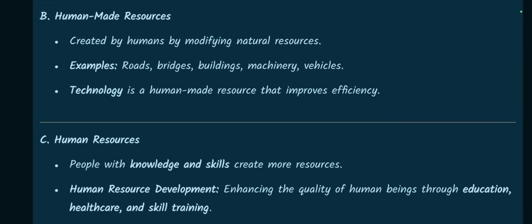Human-made resources are created by humans by modifying natural resources, like roads, bridges, buildings, machinery, etc. Technology is a human-made resource that improves efficiency.